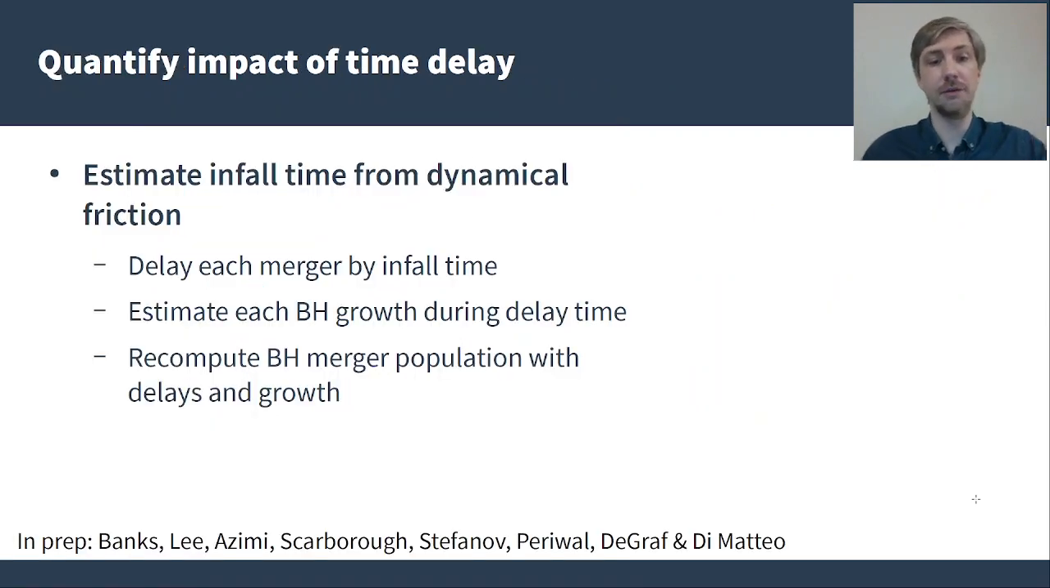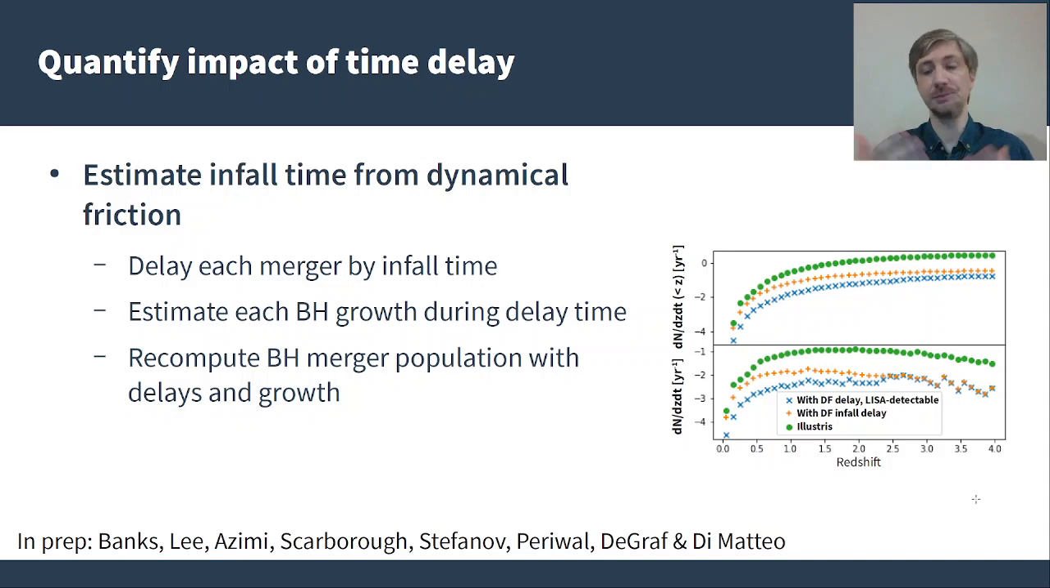So one way to address this is to actually post-process the simulation, where you can estimate how long a given black hole should take to reach the center of a black hole using dynamical friction. So I've had some students who've done that, and in addition they look at what the growth of each black hole should be during that delay time, and then they recompute the entire black hole merger population.